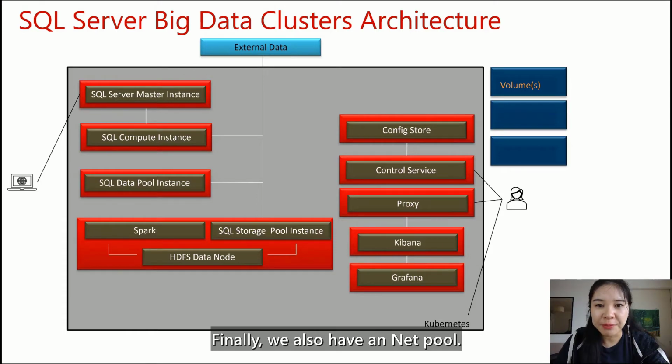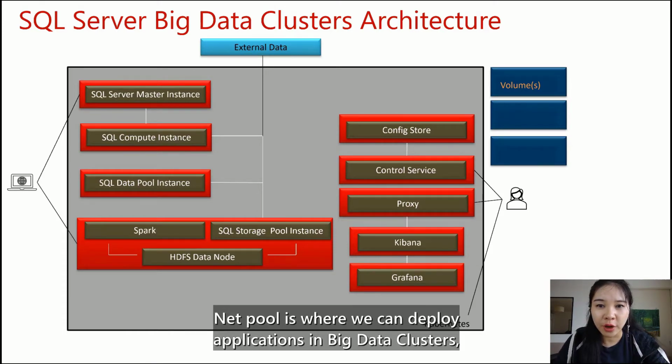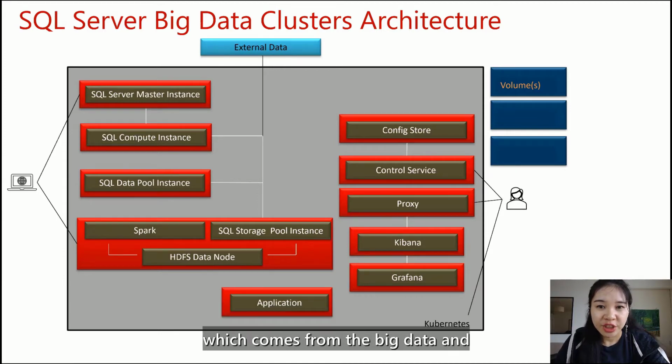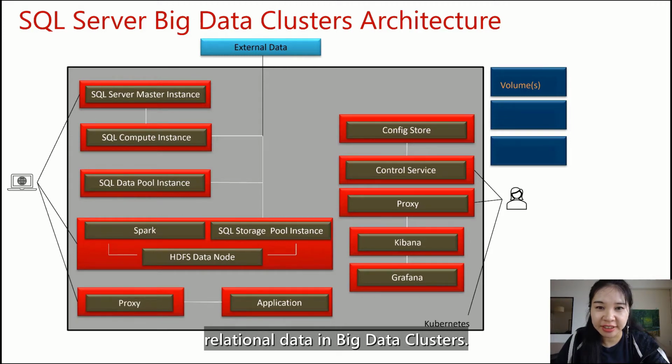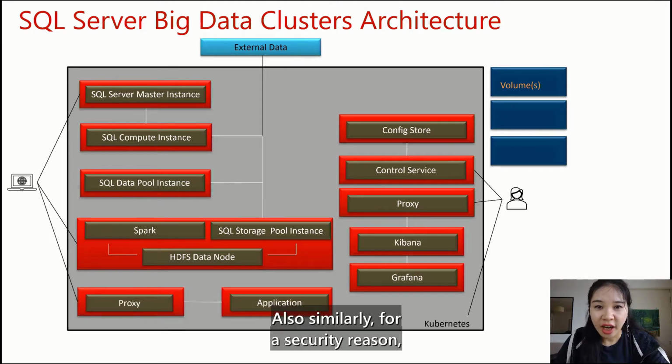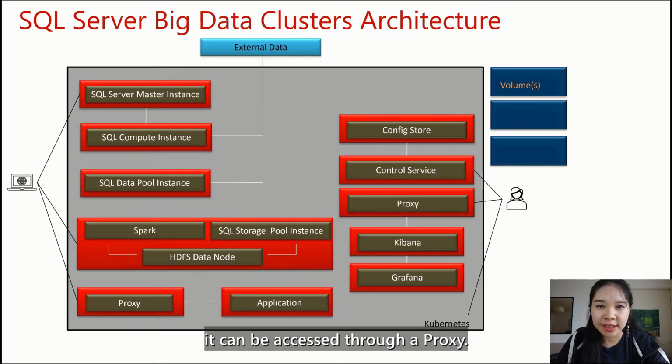Finally, we also have an app pool. The app pool is where we can deploy applications in big data clusters, which consume the big data and relational data in big data clusters. Also similarly, for security reasons, it can be accessed through a proxy.